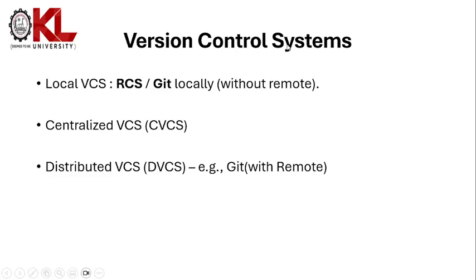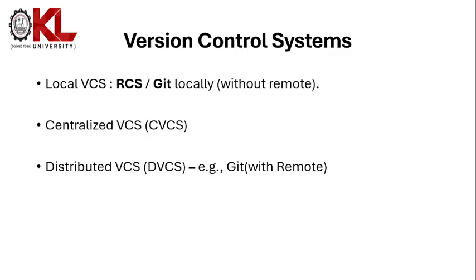Now there are three types of version control systems: local VCS, centralized VCS, and distributed VCS. Local VCS is nothing but by using a local VCS, we can keep multiple copies of the project in a local system. Git locally is also an example of a local VCS.